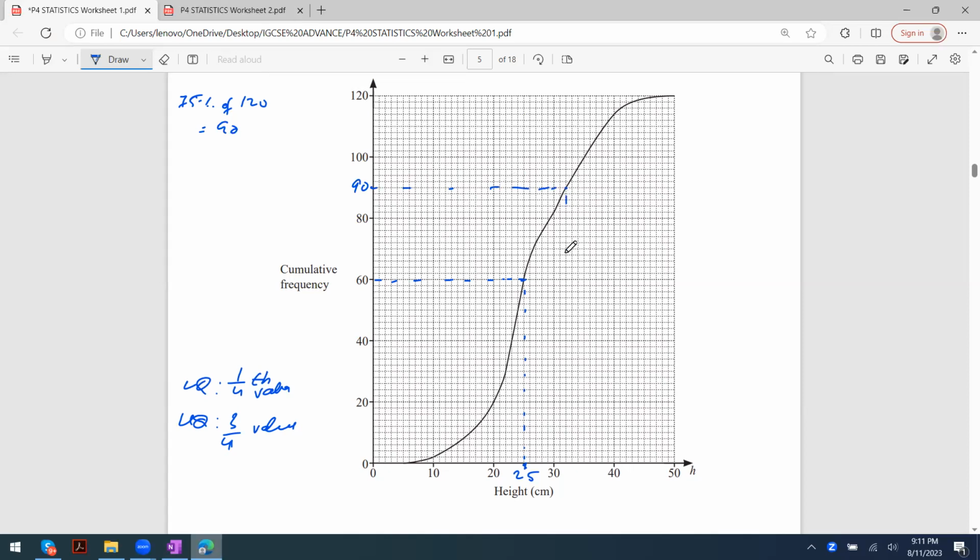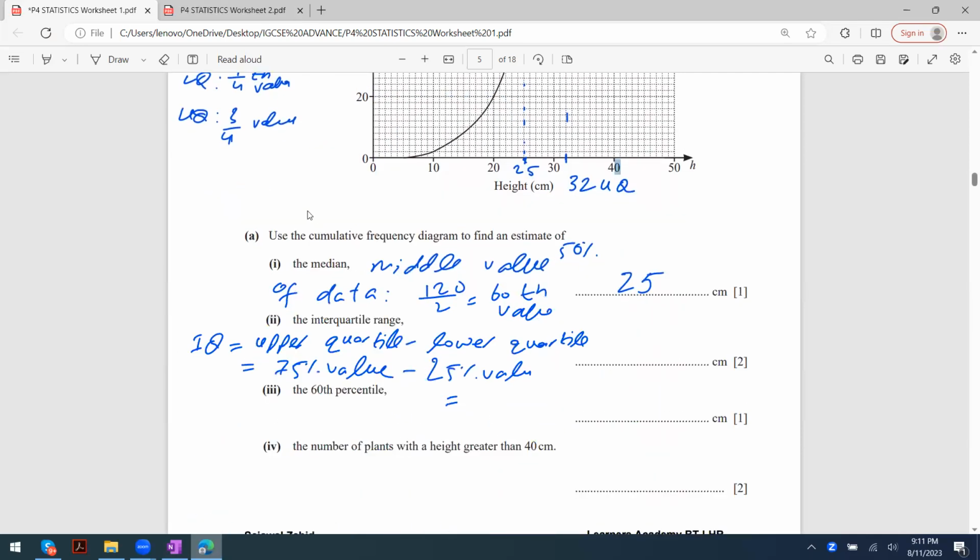It's intersecting here. This is the upper quartile. But what is this, 32? Sir, I think it's 34. 31, 32. Yes, sorry. There are 10 boxes and 10 gaps, so 2 each. So the upper quartile is 32. We can note it down here.